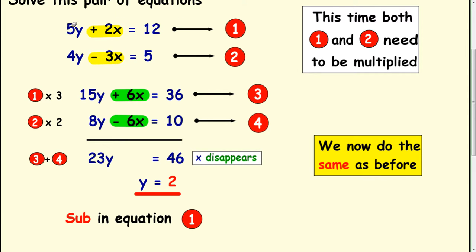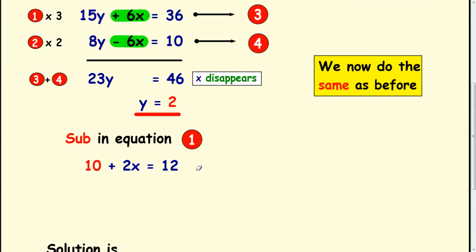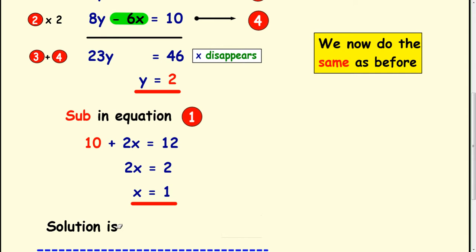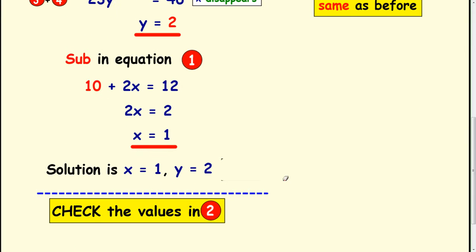So 5y means 5 times y. So if we're saying that y is 2, 5 2's make 10, so that bit comes to 10. Plus 2x equals 12. If we can solve this, we can get the answer to x. Take away 10 from both sides, you get 2x is 2. Divide by 2, x is 1. So the solution to this question is x is 1 and y is 2. Now if you were to sketch these two straight lines out, they would have a point of intersection, and that would be at 1, 2.